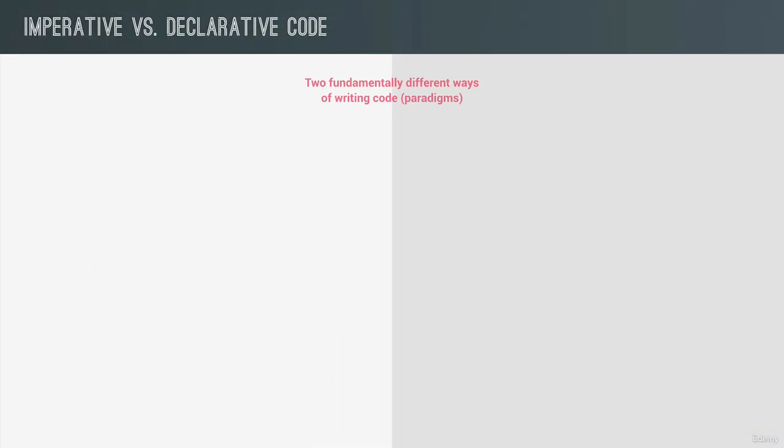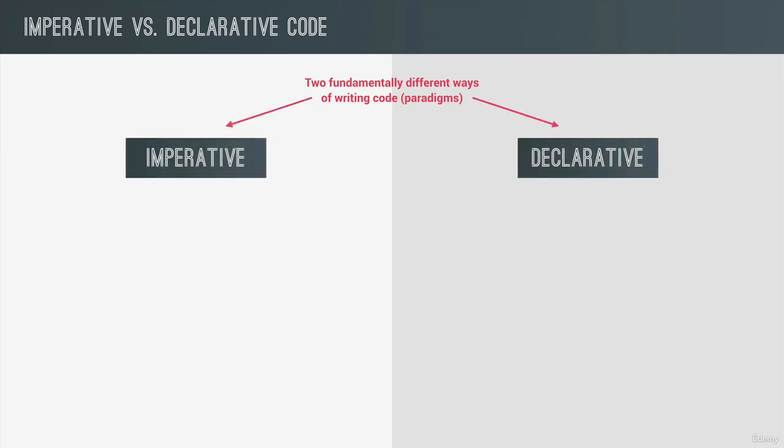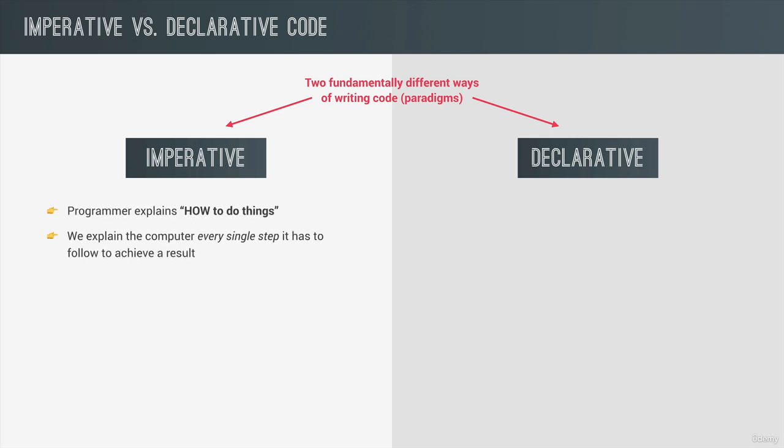So there are two fundamentally different ways of writing code in programming, which we also call paradigms. And these two paradigms are imperative code and declarative code. Now, whenever we write imperative code, we basically need to explain to the computer how to do a certain thing. So basically, we need to explain every single step that the computer needs to follow in order to achieve a certain result. But this might sound a little bit abstract, so let's try a more real-world example.